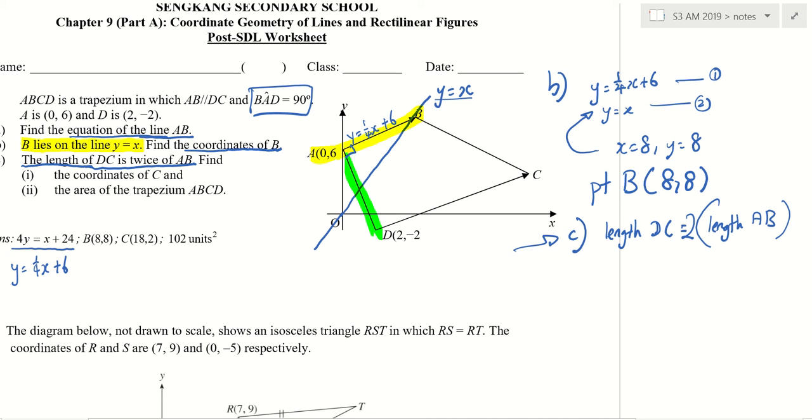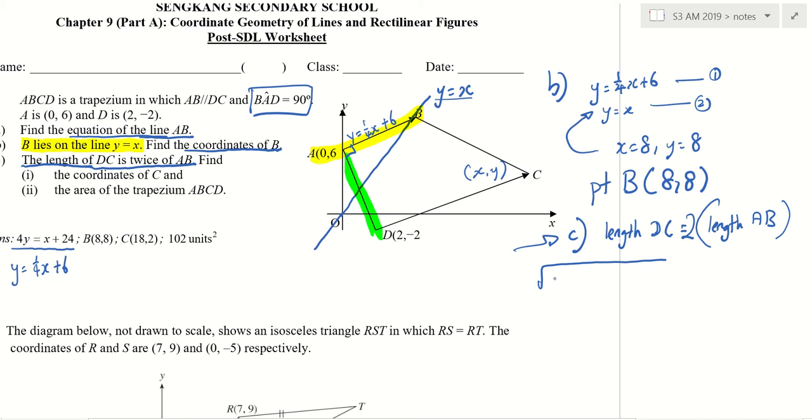Then after that, you will put in the formula. So let's revise the length formula again. What is the length formula? Square root of X2 minus X1. So let's look at C. Maybe for C you want to give a coordinate. Let's put X, Y. So let's try. What do you write?